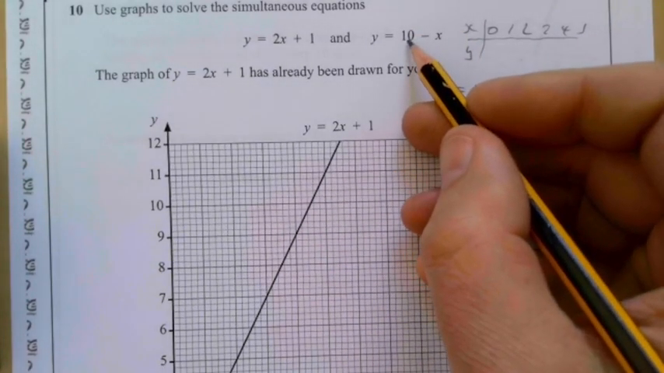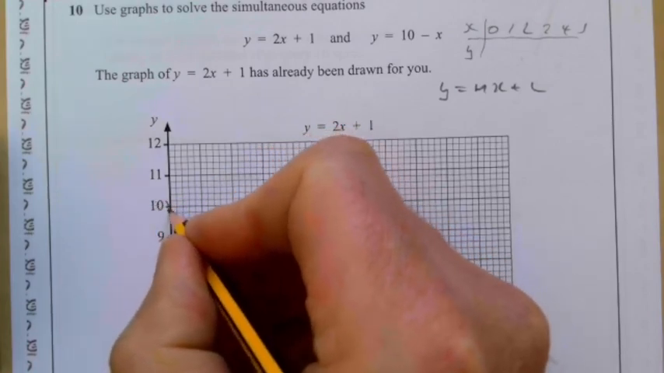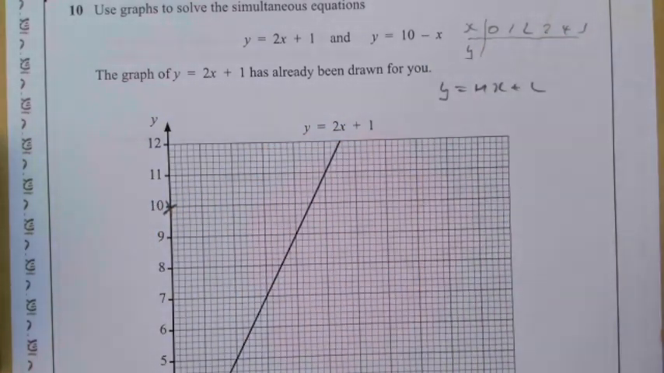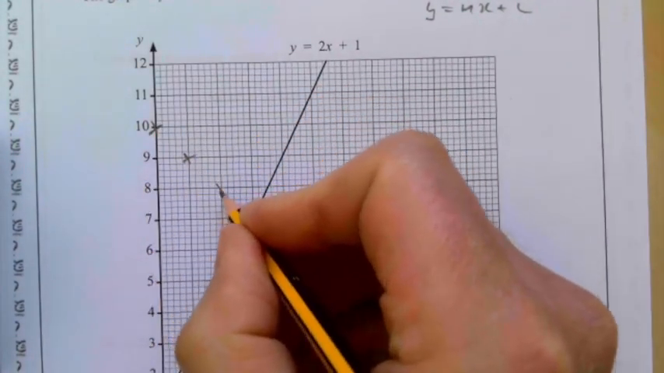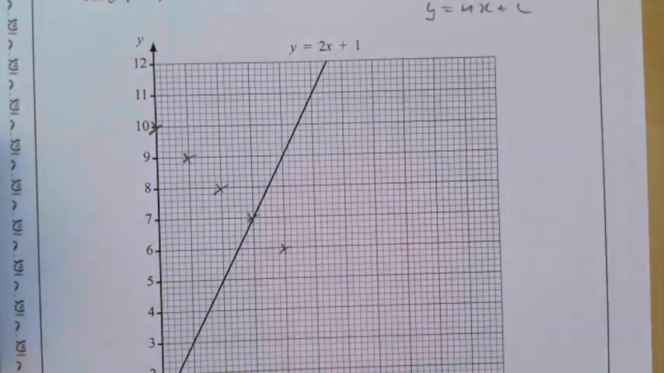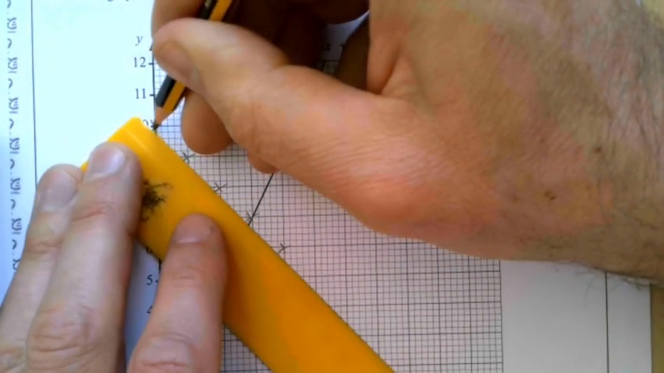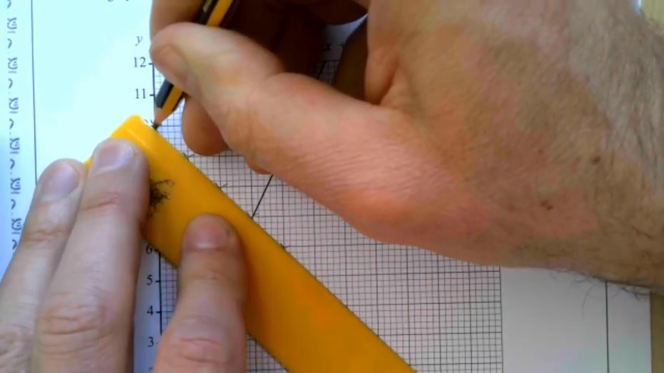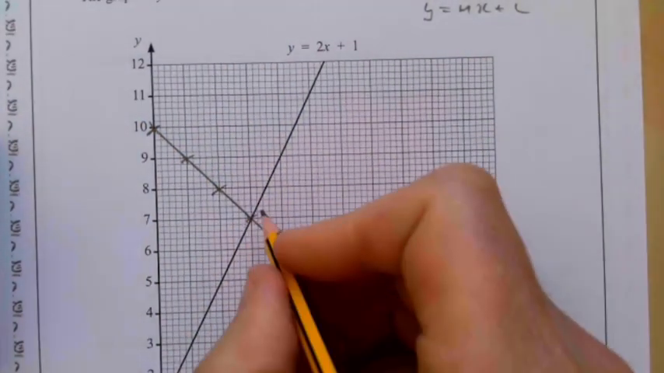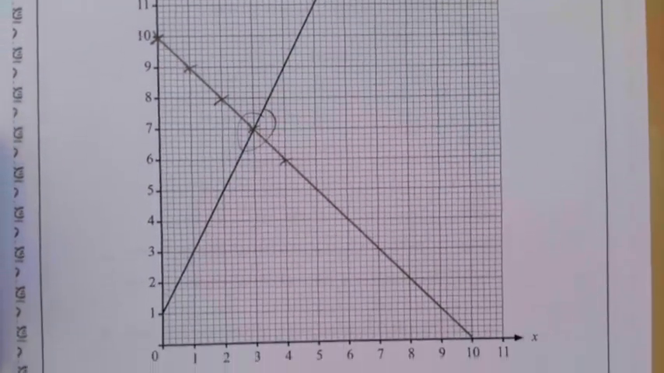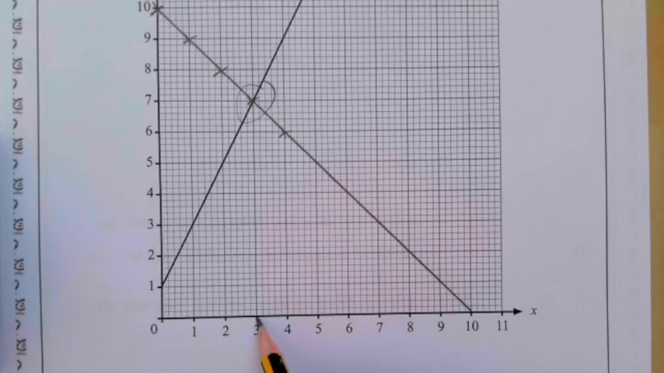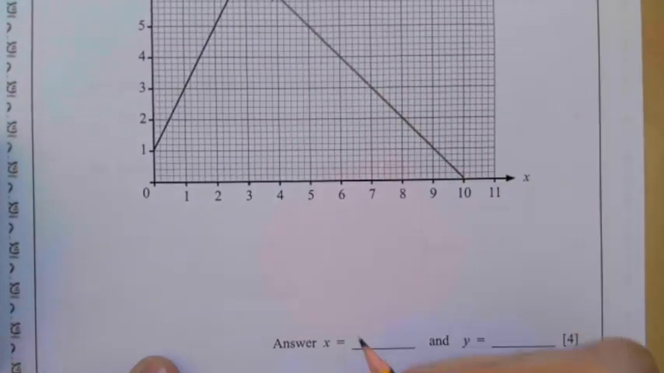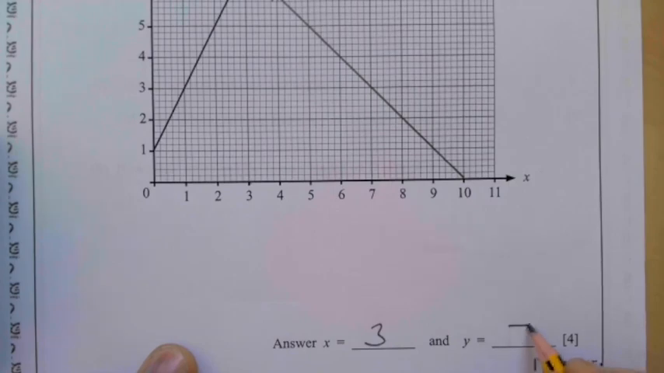You need to be careful with this one. C is the y-intercept here, so I know it crosses at 10, and then minus x means it's a gradient of minus 1. So I go across 1 and down 1, across 1, down 1, across 1, down 1, and I plot my line like that. So there's my line, and there is the point that I'm looking for. That is the point 3, 7. So the x coordinate is 3 and the y coordinate is 7.